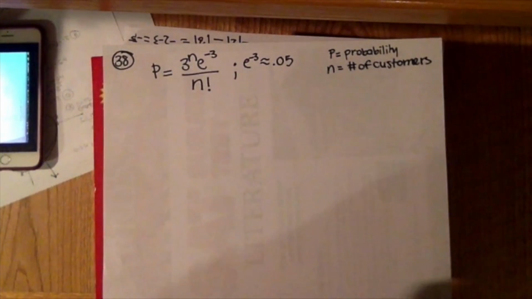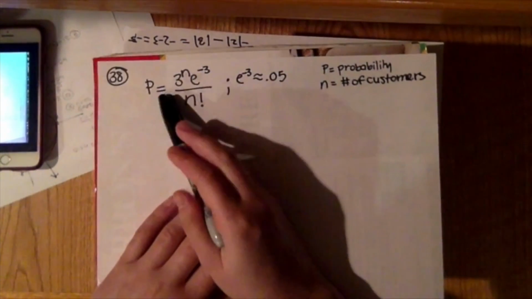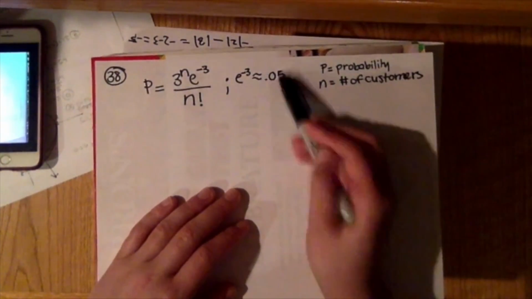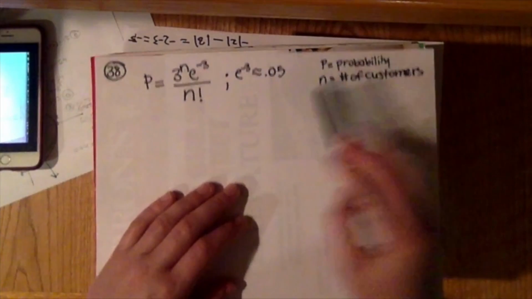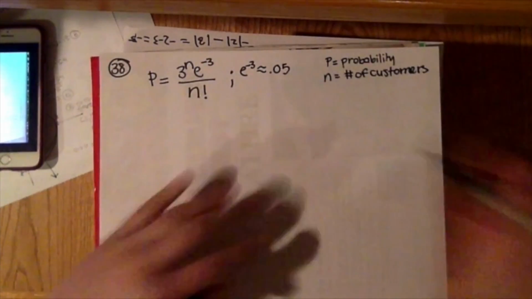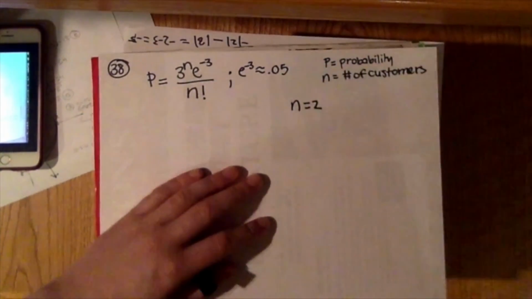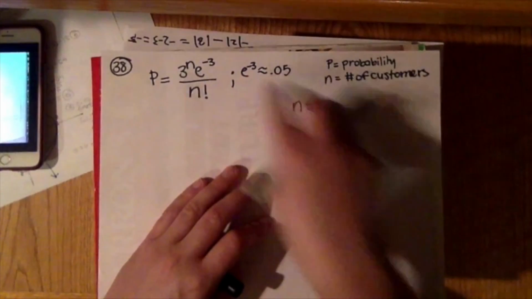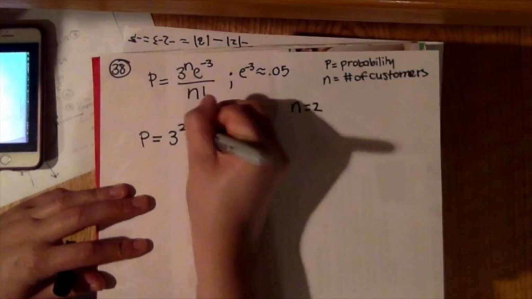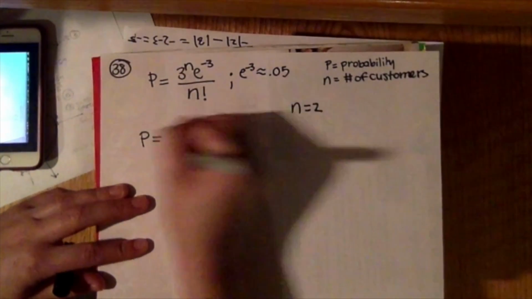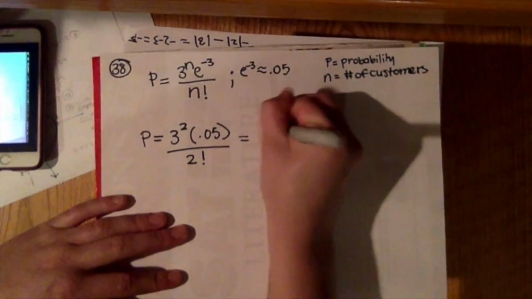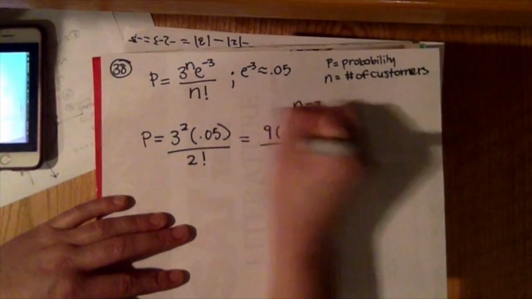So this equation is just telling us that the probability is equal to this. So e to the negative 3 looks scary, but we can just replace that with 0.05. Additionally, n stands for the number of customers, and in this specific problem, we're looking at the case when n is equal to 2. So let's substitute these 2 facts into the equation. So P equals 3 squared times 0.05 over 2 factorial. Okay, so that equals 9 times 0.05 over 2 factorial.